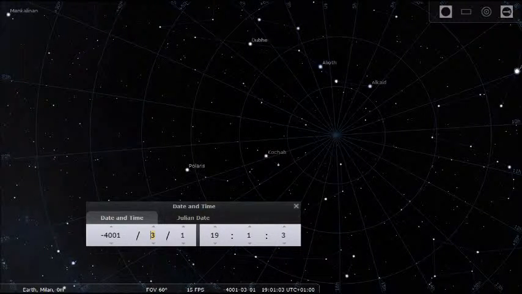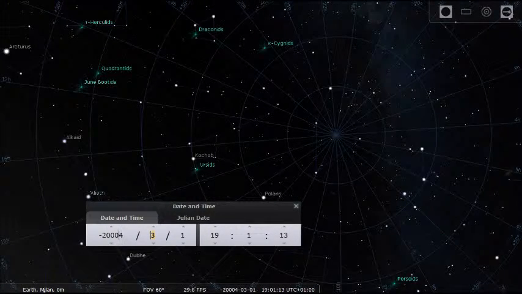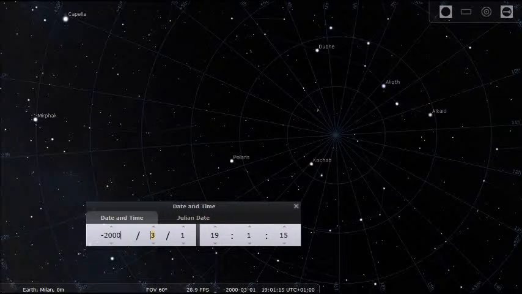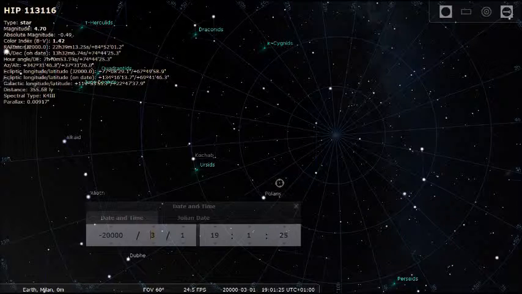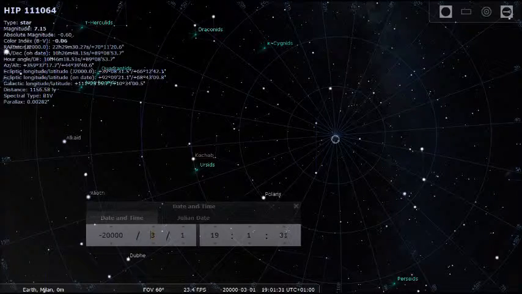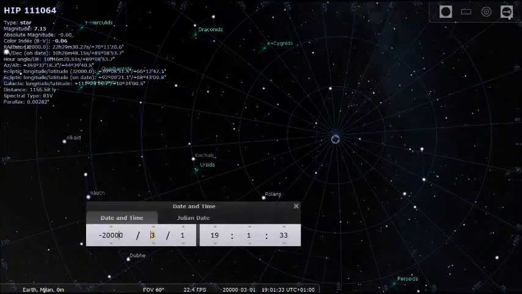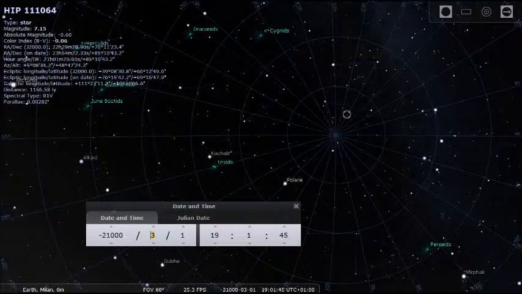Now we move across the years just by putting in a date, just to see what happens. And what happens is that Polaris changes its position. We can go back up to 20,000 years before Christ. And again, there is a huge distance between the center of rotation and Polaris.